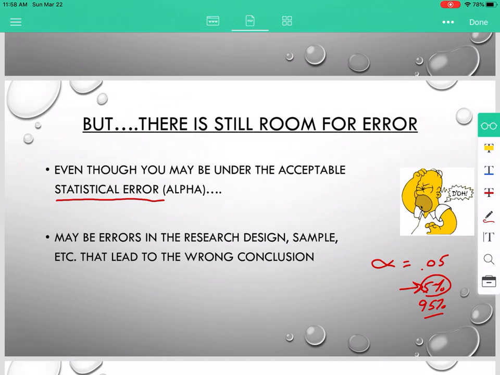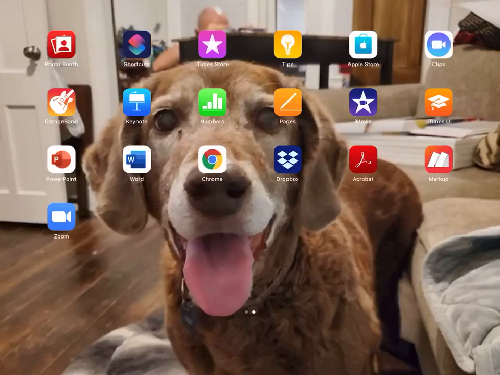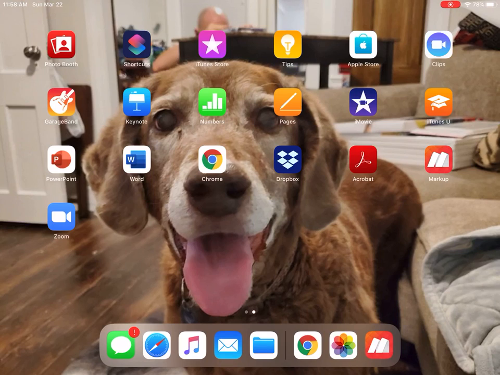And sometimes that results in us coming to the wrong conclusion. So even if I get my P level, let's say my actual error was less than 0.05. Statistically, I would say, oh, my results are significant, yay. But there still could be error, and that could lead me to the wrong conclusion. And there's two types of errors to look out for.